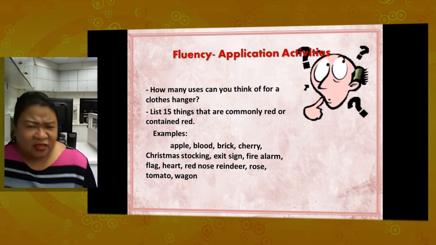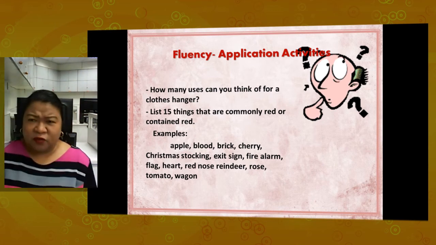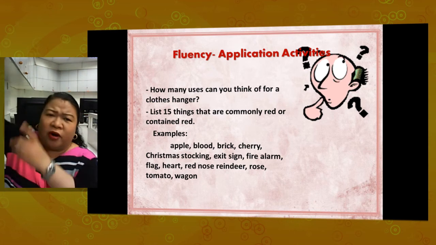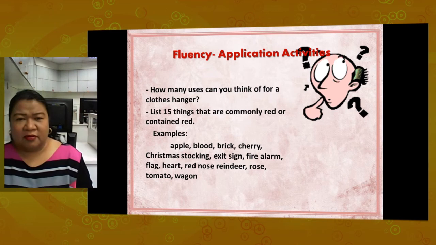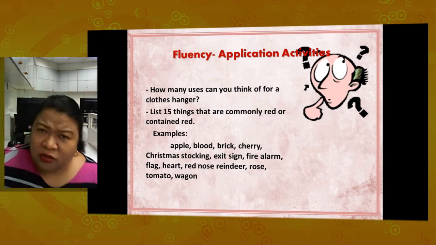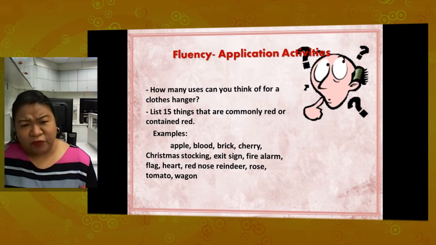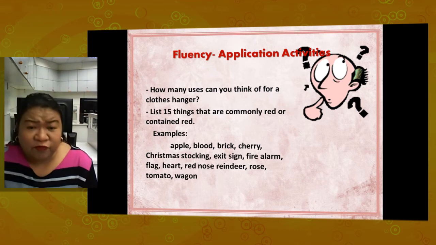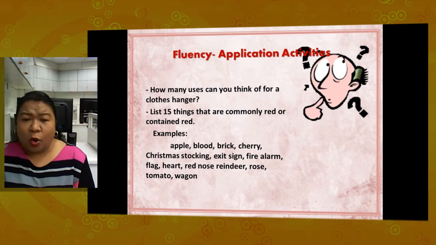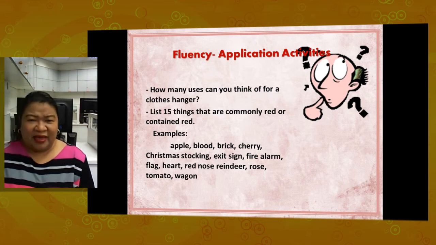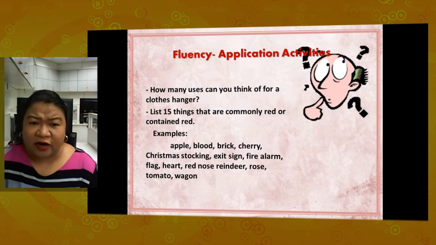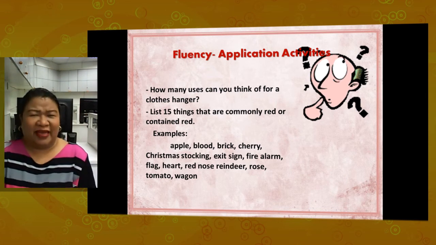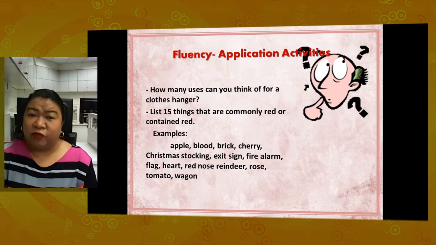Okay. Did you say a scratcher? Did you say something to put your visual aids in? Did you say a plant holder? Okay, so that would be fluency. Or maybe we say list 15 things that are commonly red or contain red. Okay, so probably say apple, blood, brick, cherry. Okay, aside from what's here, what else can you give? Okay, so that would be fluency.